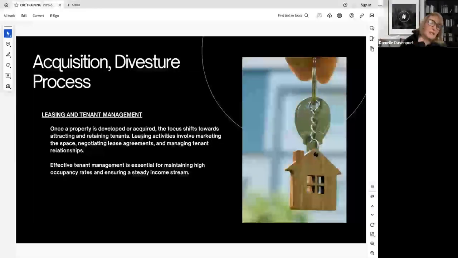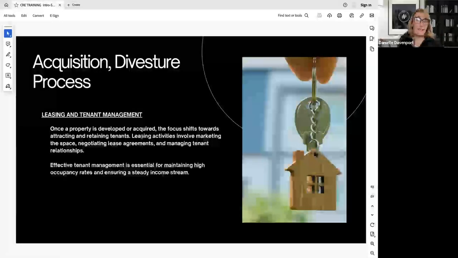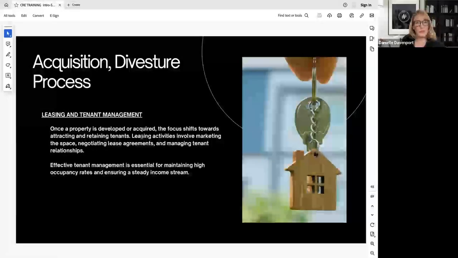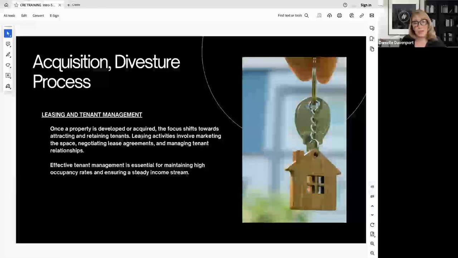Acquisition, in terms of leasing and tenant management. So that's a strategy some commercial real estate agents use, is that they manage the building, the structure, and therefore when the landlord gets ready to sell, then they're the first person they go to. So some people just focus on leasing and tenant management, and then they get those residual sales out of that.